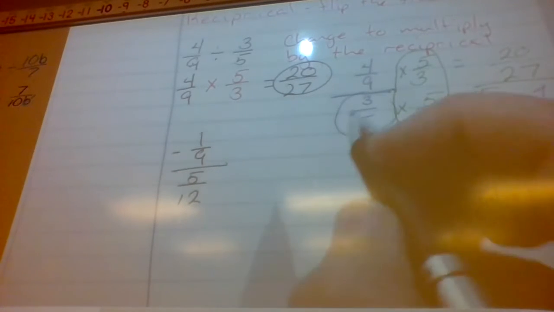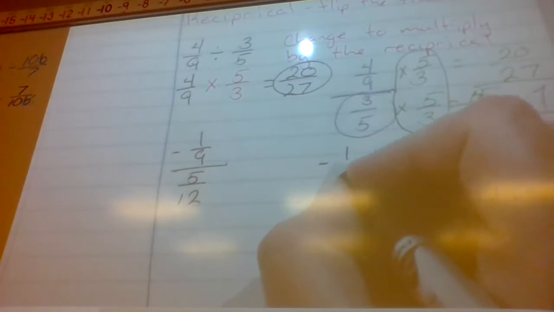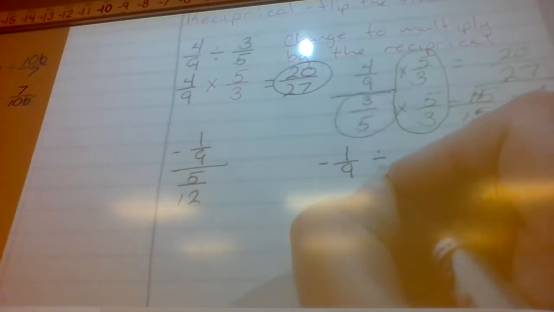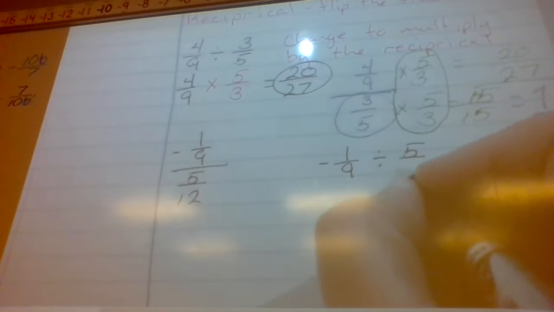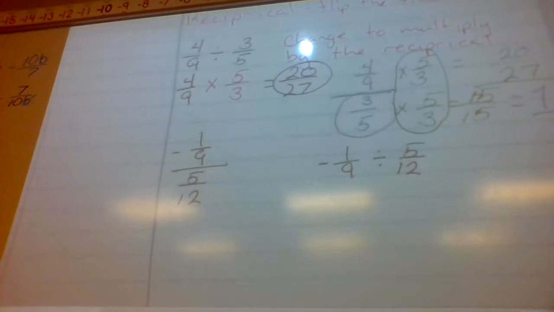Or you can also rewrite it as -1/9 divided by 5/12. Am I going to care? Not at all. Which one do you guys like more? The complex or the horizontal? Horizontal. Okay, we'll solve the horizontal.